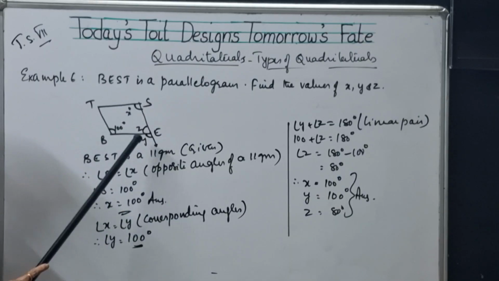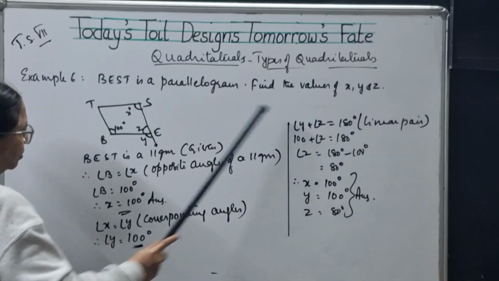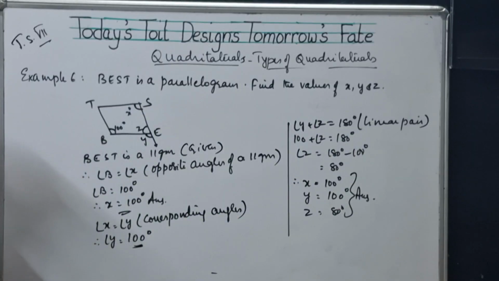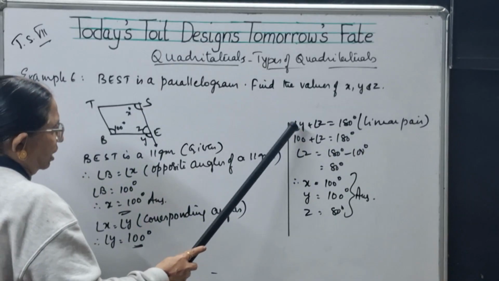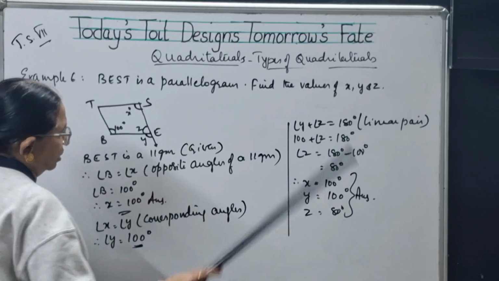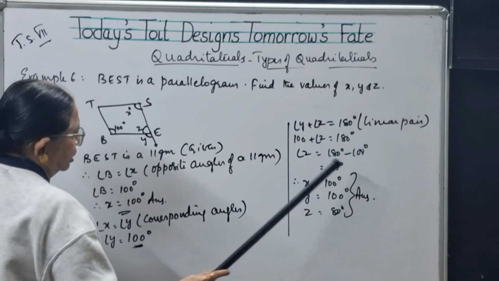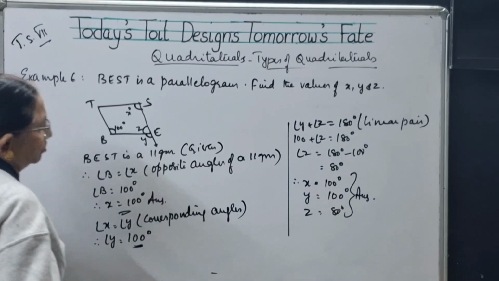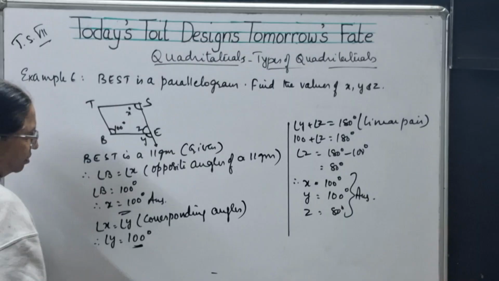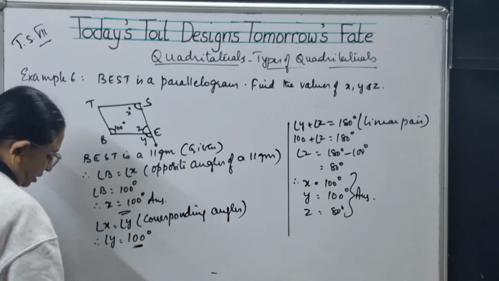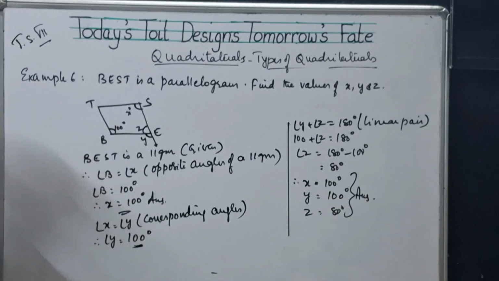We have got that. And we know that angle Y plus angle Z is 180 degrees because they are a linear pair. In a straight line they are. So angle Y is 100 plus Z is 180. So angle Z is 180 minus 100, 80 degrees. So X is 100, Y is 100 and Z is 80 are the answers for this problem. Children, please note it down.